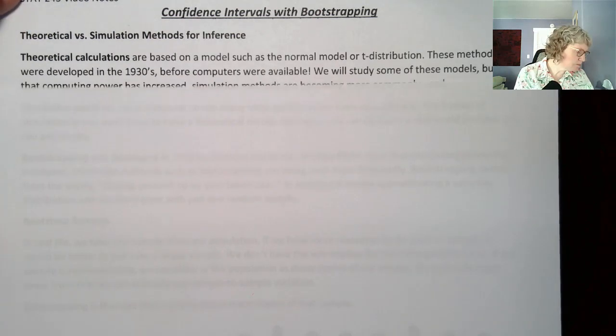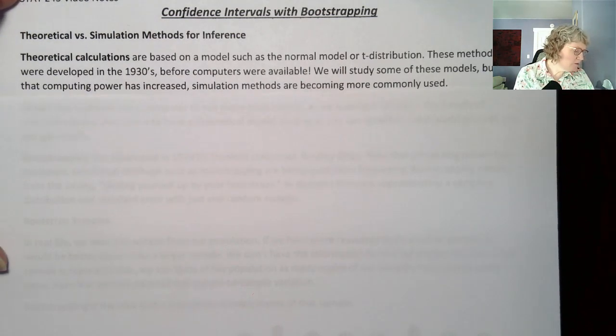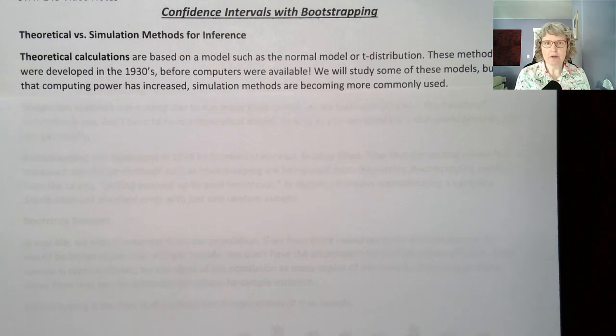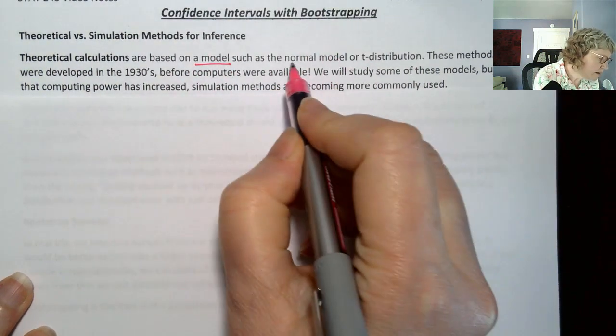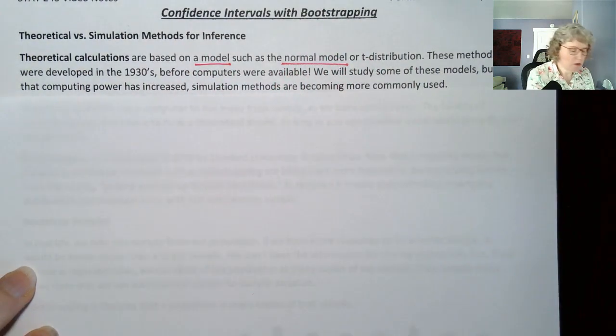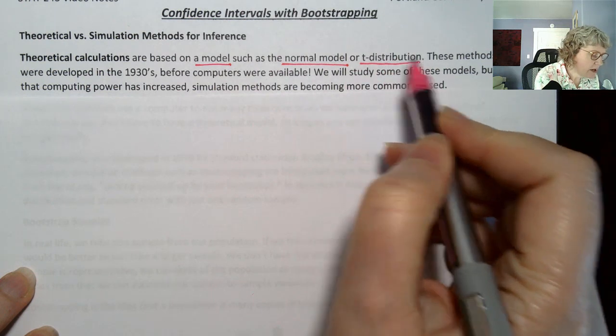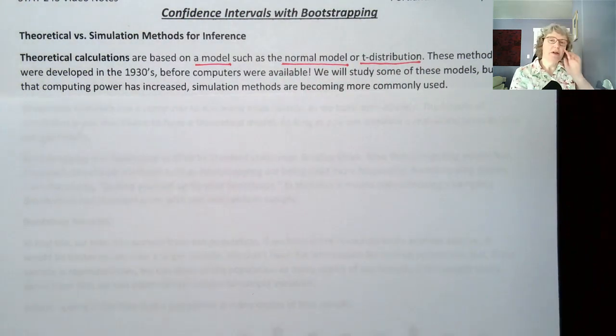So the theoretical method or theoretical calculations are based on a model, right? So we have to have a mathematical model, such as we've seen the normal model or the t-distribution, but we haven't seen the t-distribution yet, but such as what we've seen, the normal model. We haven't formally done the theoretical normal model yet, but we will later in the course.